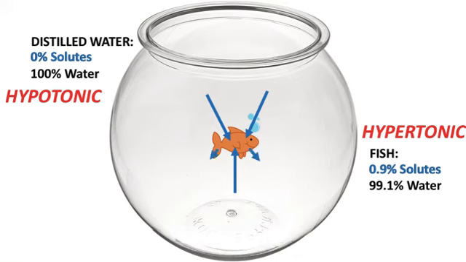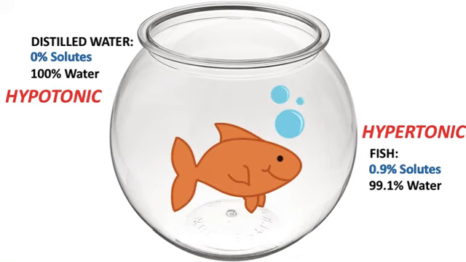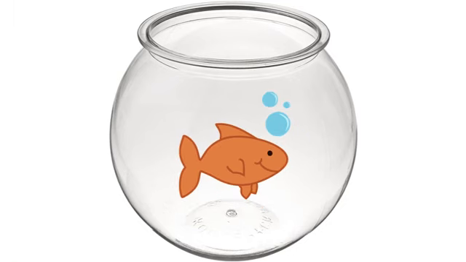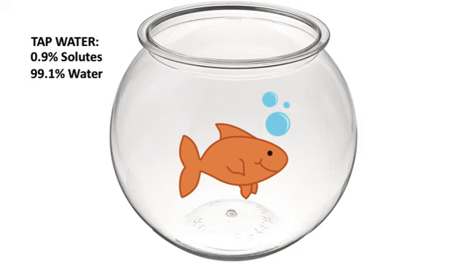So when we move the fish into a different environment, our last solution is kind of tap water. And tap water does have a little bit of solutes in the water. That's pretty equivalent to the fish, about 0.9% solutes. And that would mean about 99.1% water. The fish is still going to stay at 0.9% solutes and 99.1% water because it wants to remain in homeostasis.